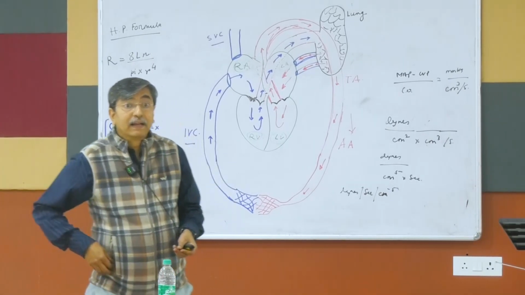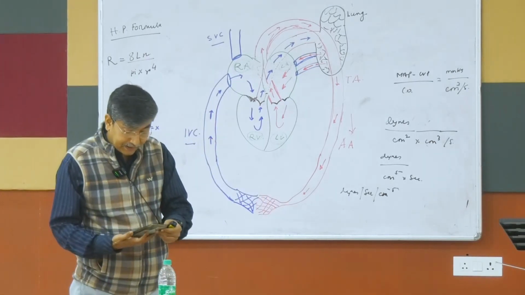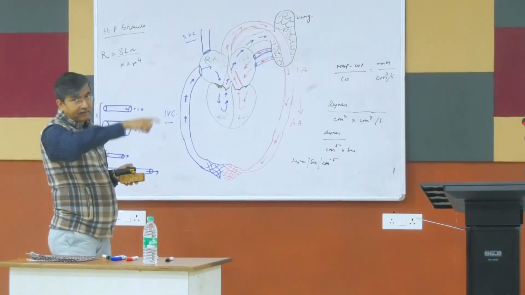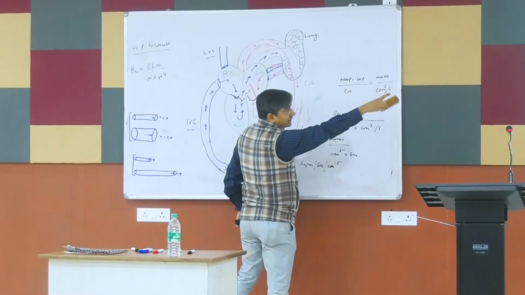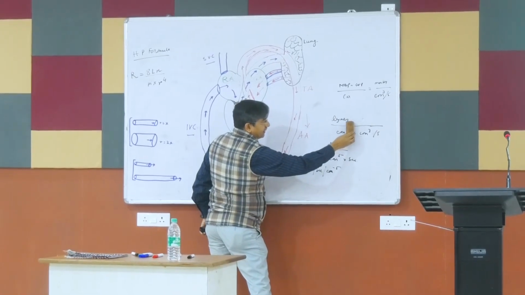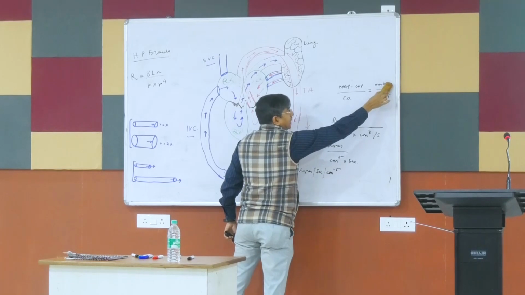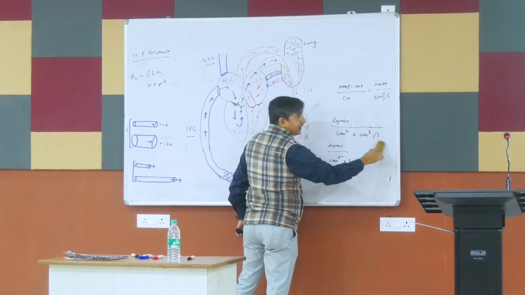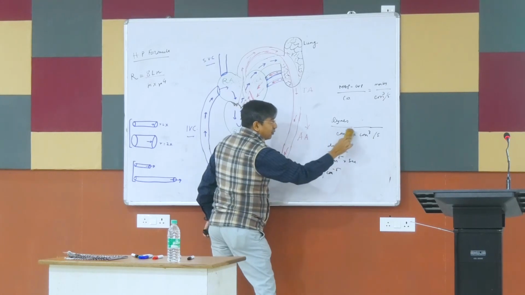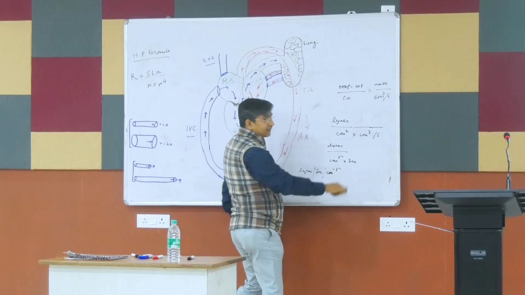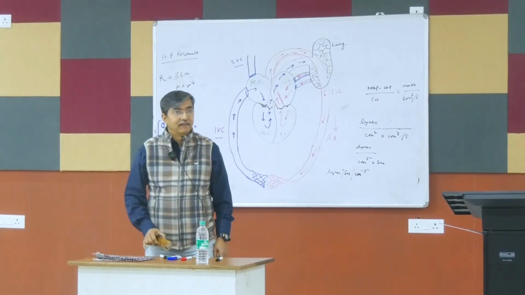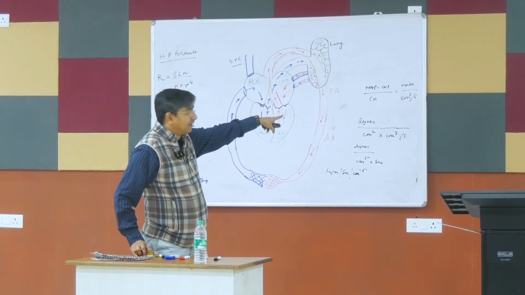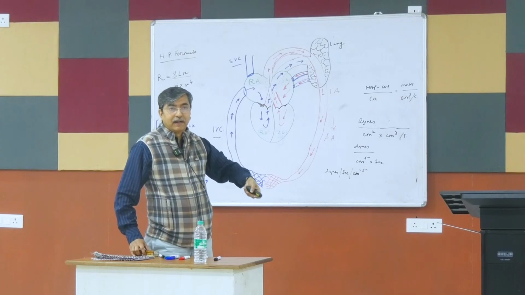Dynes per second. See, millimeter of mercury means dynes per square centimeter. So that's my dynes per square centimeter, divided by cardiac output. Cardiac output is expressed as centimeter cube by second. So dynes will be centimeter 2 plus 3, 5, by second. So dynes per second per centimeter to the power 5. Got it? How is it derived? Just change the unit. ML per minute we are expressing as centimeter cube by second.